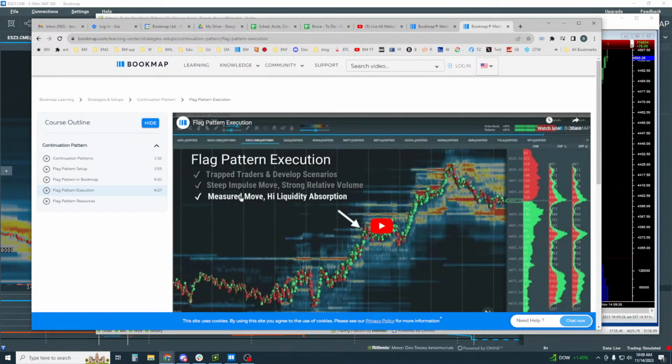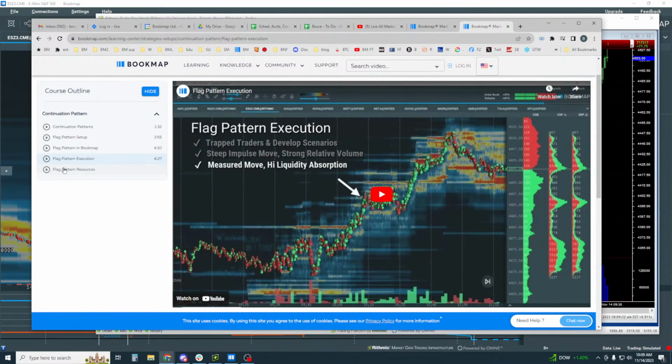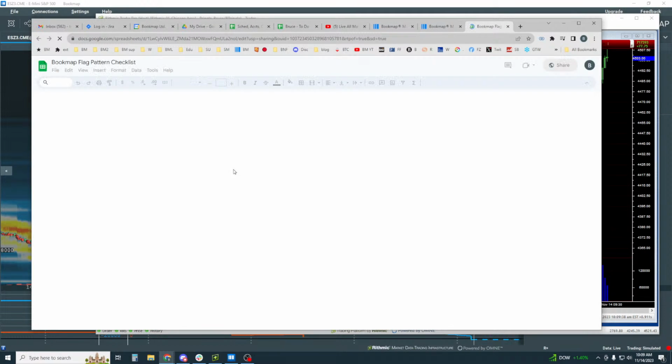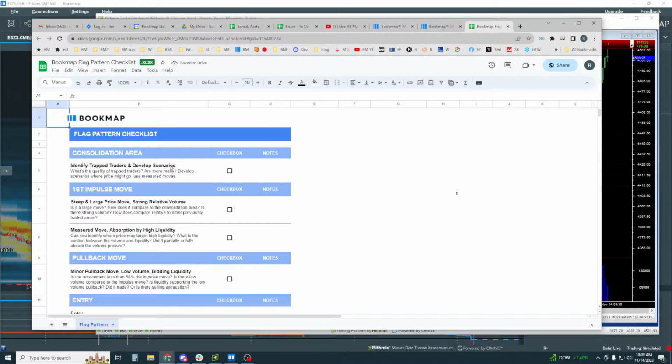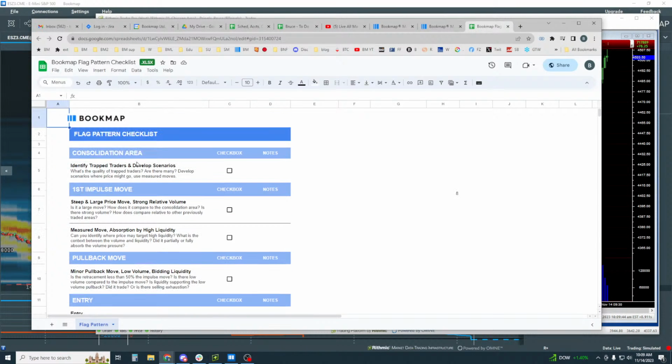So we have a checklist, things to look for, and we're going to go through that today as well, what we're looking for. There's also one more section in here that contains a checklist. You can click on that and you get access to this checklist that you can go through and check off what you're looking for. I really recommend that you do this.